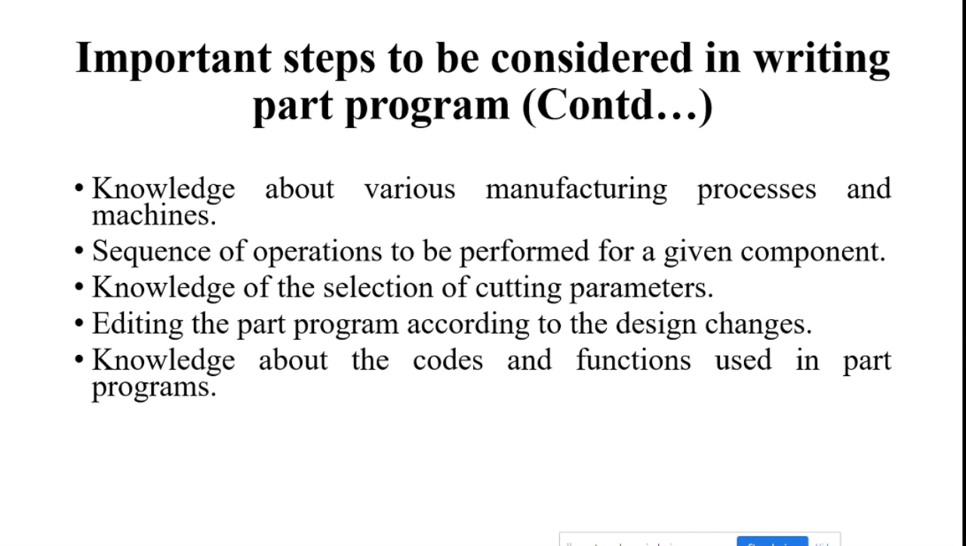Any immediate changes that should be incorporated with the drawings, means the operator should be aware of how to edit the previously stored programs, and have knowledge about the codes and the functions used in part programs. What are all the G codes and M codes available with the part diagram? Likewise, the operator or programmer should have this knowledge. So these are all the basic things to be aware of to write the part program for CNC operation.